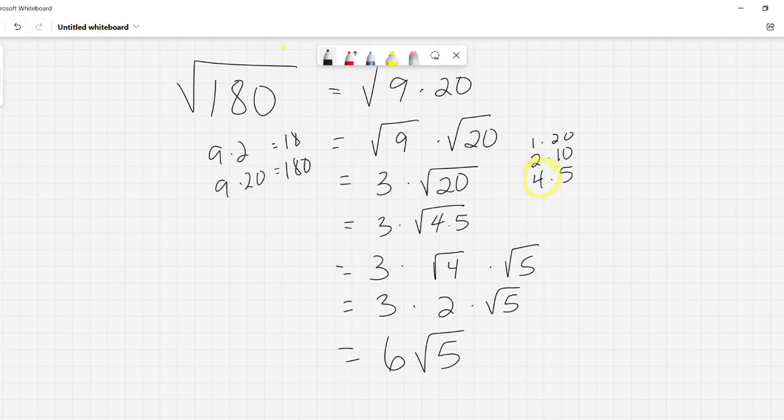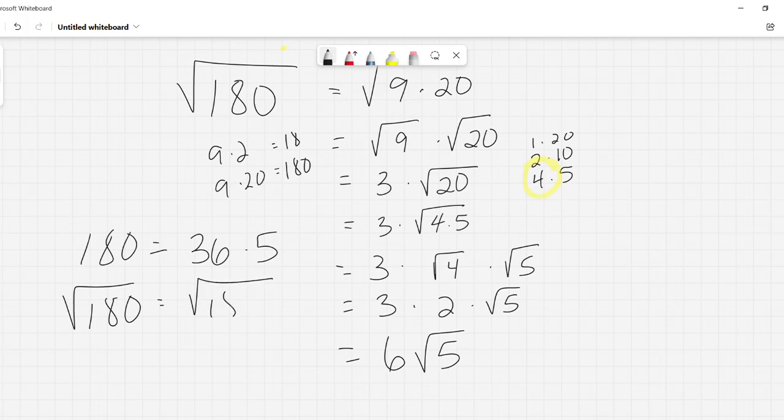Because 180 is equal to 36 times 5. So the square root of 180 is the square root of 36 times 5. You can see where this is going.